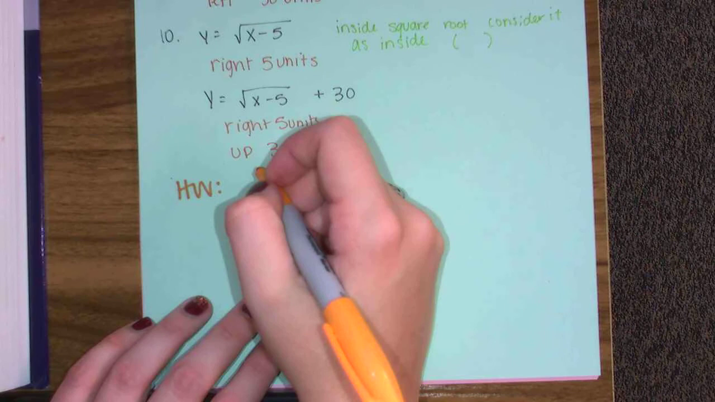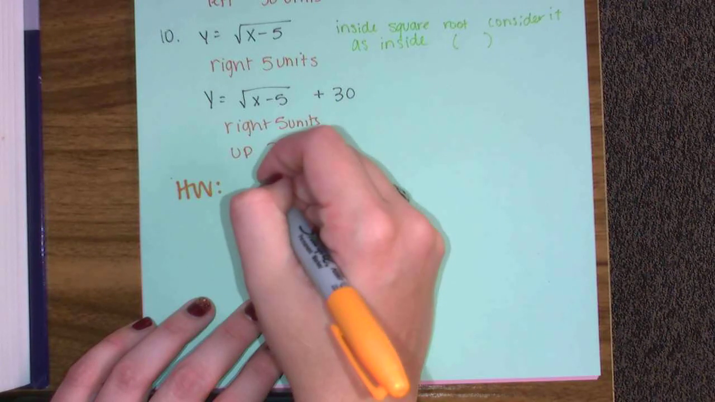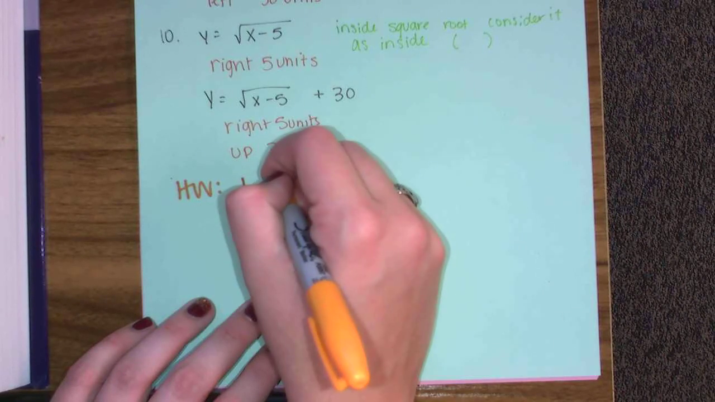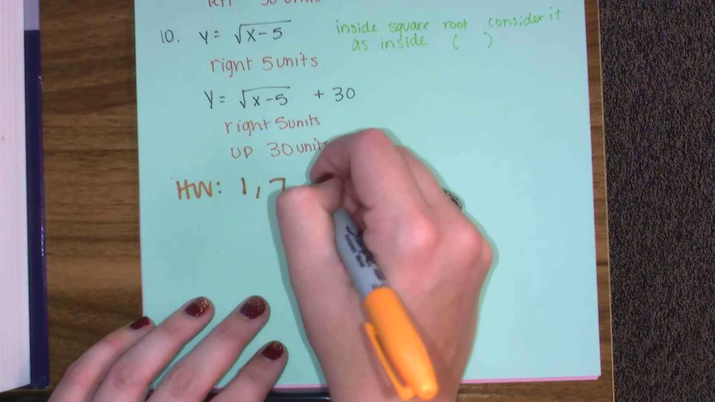Graphical transformations. Alright, 1, 7, and 9.